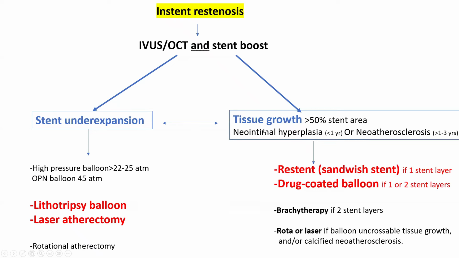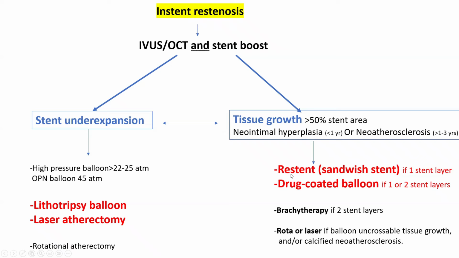If it is tissue growth, it's usually either neo-intimal hyperplasia, usually in the first 1 to 3 years, or neoatherosclerosis after the first 1 to 3 years. But regardless, we manage those two mechanisms similarly. And tissue growth implies you have tissue on the inside of the stent occupying more than 50% of the stent area. And tissue growth is treated grossly by one of the following two: restenting or drug-coated balloon.